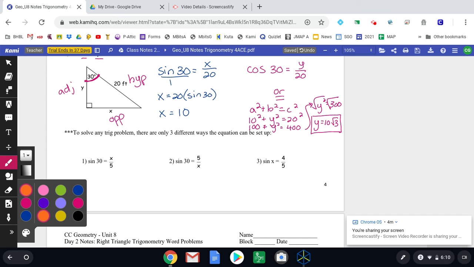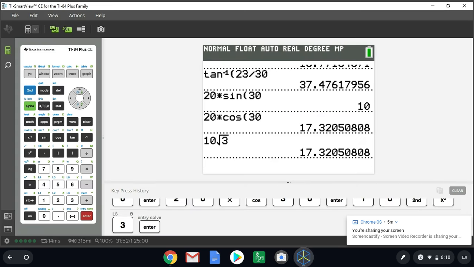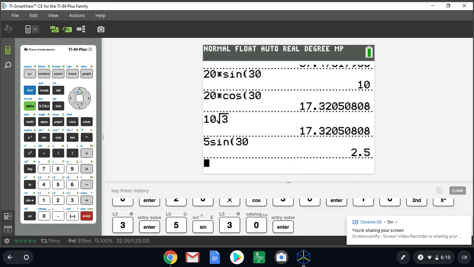All right, so here's the big sum. Okay, so right here, to solve any trig problem, there's only 3 different things that could happen. Either x is on top, x is on bottom, or x is the angle. So making these into fractions definitely helps when you think about cross multiplying. So if I had this one right here, I'd have x equals 5 times the sine of 30. I'd put that into my calculator, and I get 2.5.